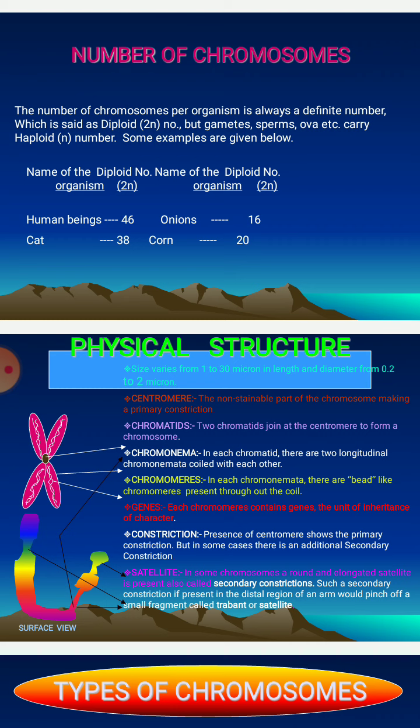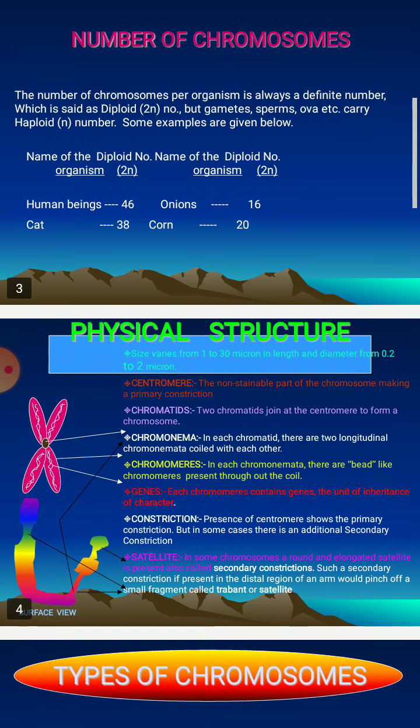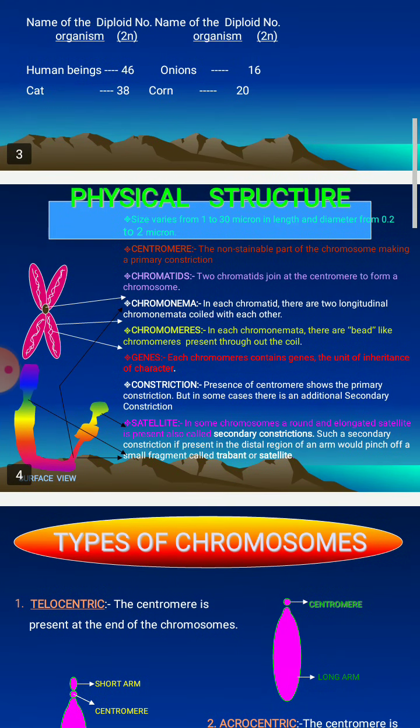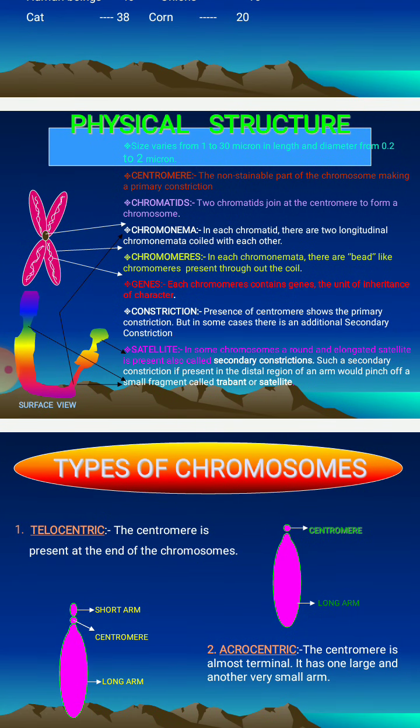Number of chromosomes: the number of chromosomes per organism is always a definite number, which is said to be the diploid number, but gametes, sperms, ova, etc. carry haploid numbers. Some examples are given. Human beings have 46, onions have 16, cats have 38, and corn has 20. Physical structure: size varies from 1 to 30 micron in length and diameter from 0.2 to 2 micron.